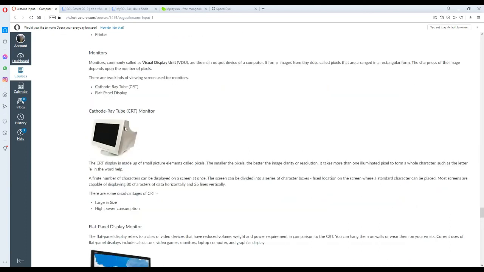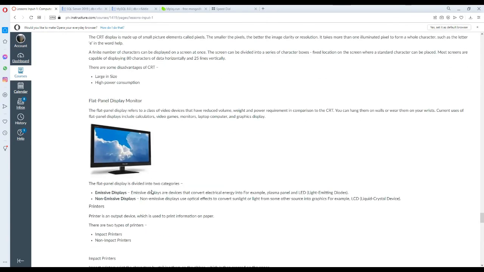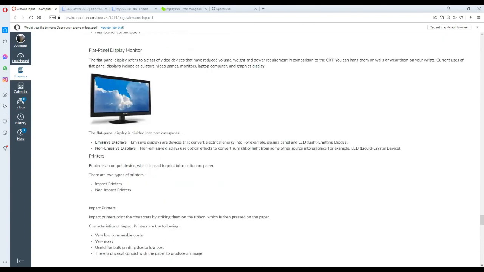The only good thing about the cathode ray tube is that they are very, very sturdy, unlike LCD. However, they consume high power and they are very large. For the flat panel display, we have what we call the LED and LCD. Emissive displays are displays that convert electrical energy into light, for example, plasma panel and LED or light emitting diodes.